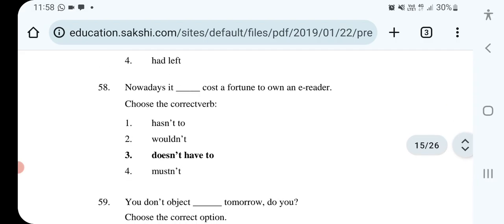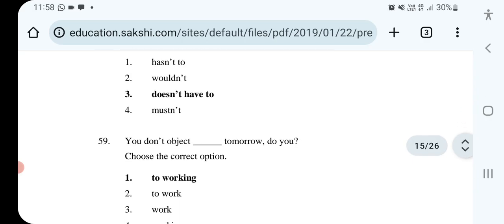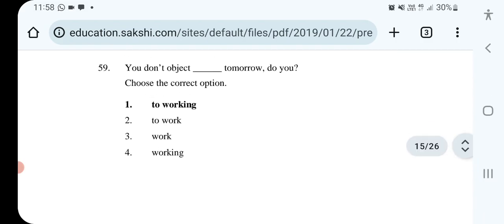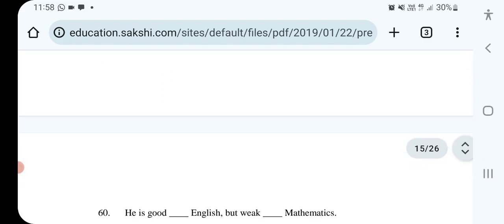Nowadays, it doesn't have to cost a fortune to own an e-reader. You don't object to working tomorrow, do you? You don't object. You don't object to working tomorrow. Okay, you don't object to working tomorrow, do you? So option 1 is the right answer.